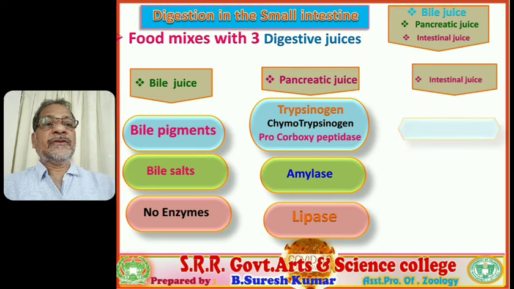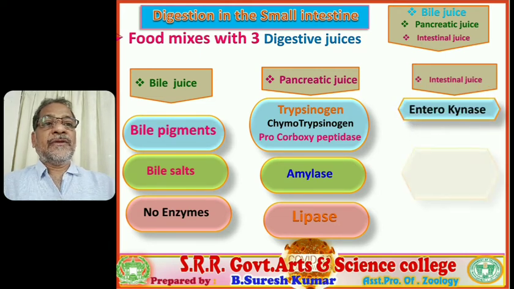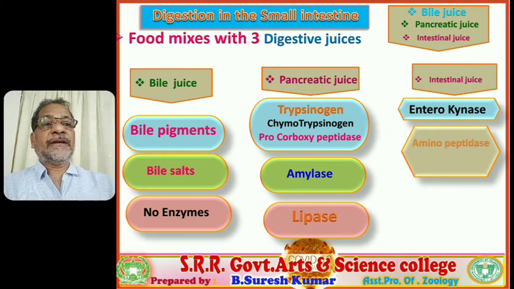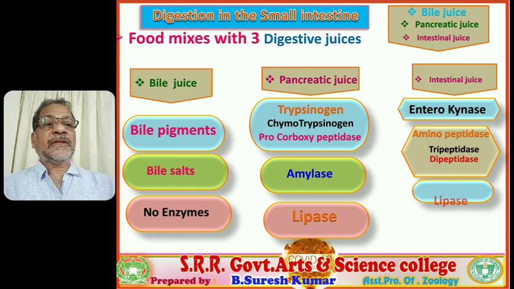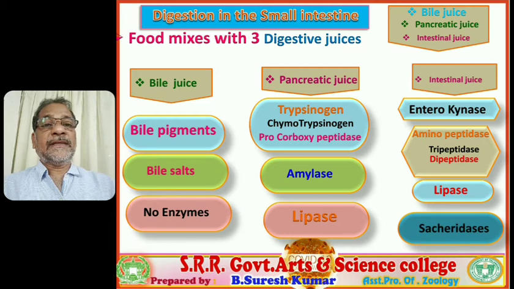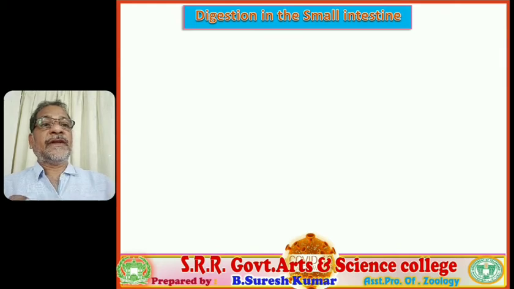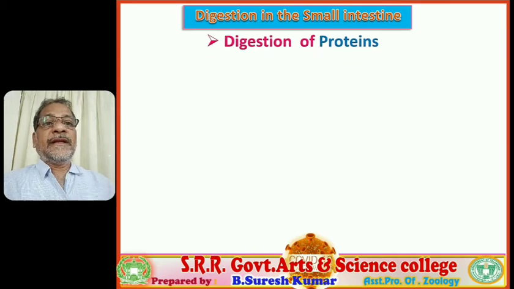And intestinal juice contains enterokinase, an enzyme activator, and aminopeptidase, tripeptidase and dipeptidase, and next lipases, as well as saccharidase enzymes. All these are enzymes of the intestinal juice. Already we learned all these things in the last class, and let's see the mechanism of digestion in the small intestine. In the small intestine, first we'll observe digestion of proteins.